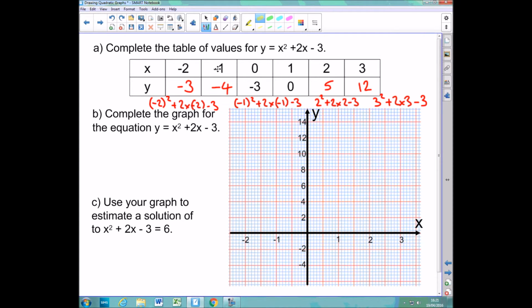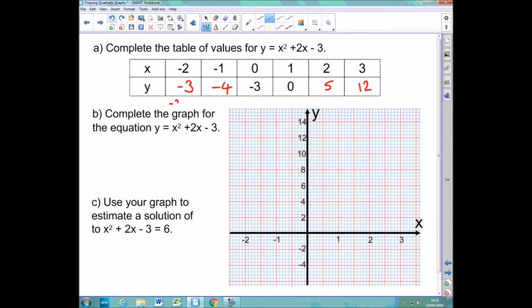Again, you'll notice that some of the values repeat. I have a minus 3 here and another minus 3 here. And if you extended this table, you would get even more repeated values. Okay, so now I'm ready to put on my coordinates.